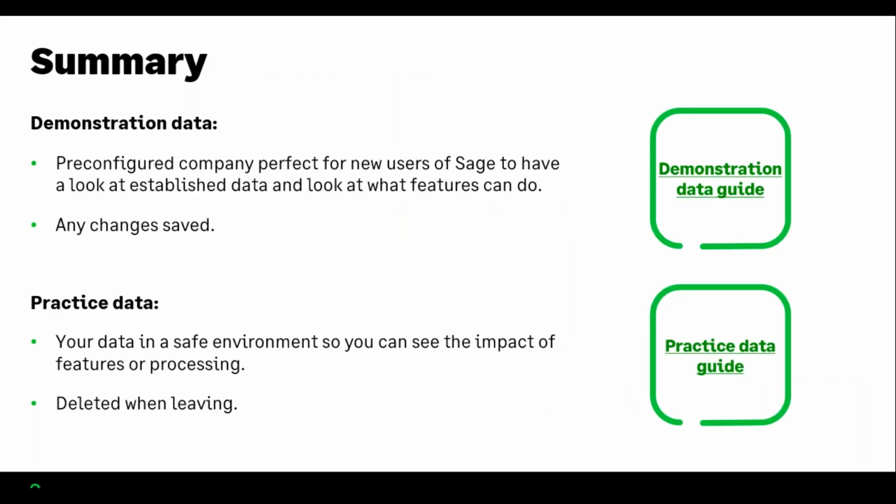So in summary, we've looked at demonstration data. It's a pre-configured company, perfect for new users of Sage to have a look at established data, which is completely fictional. Practice data, your data is in a safe environment when you restore it via a backup. You can see the impact of features of the processing. How's it going to look on your numbers, reports, how are they going to look? It's all available. The only thing that isn't available in practice data is backing up and connected services. Nice and simple. It's also deleted when you're leaving as well.